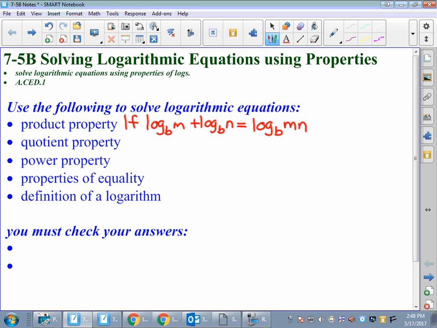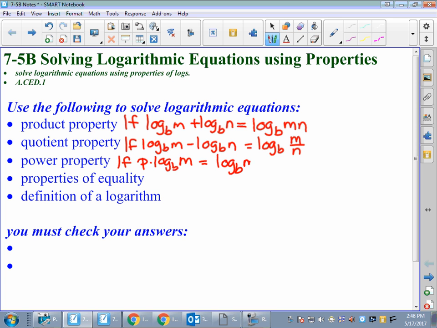So backwards. They're going to give us the addition where there's 2 of them and we want to make it into 1 log. Quotient: if log base b of m subtract log base b of n, we're going to condense that into log base b of m over n. And then the power property: if I have a number p times log base b of m, I'm going to rewrite that as log base b of m to the p power. So if it's multiplication, I'm going to change it into a power.